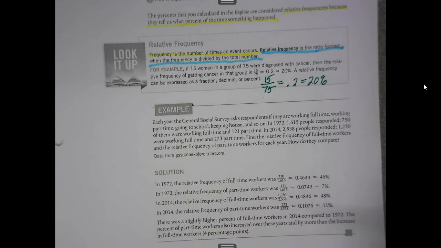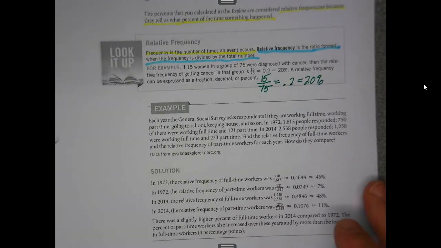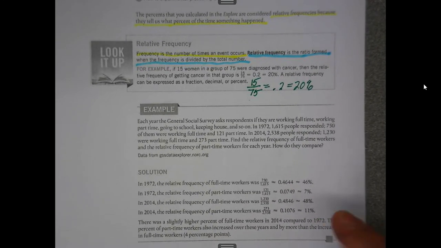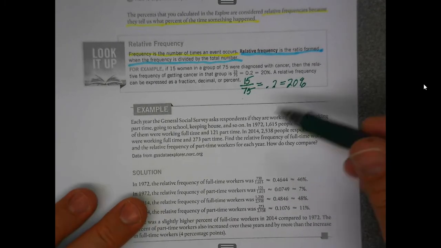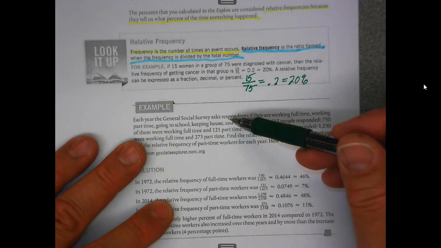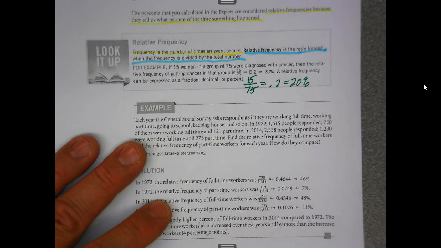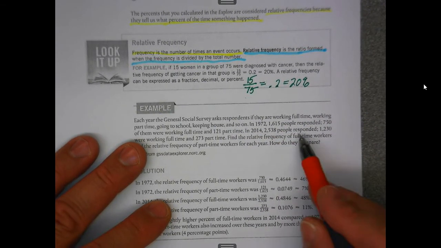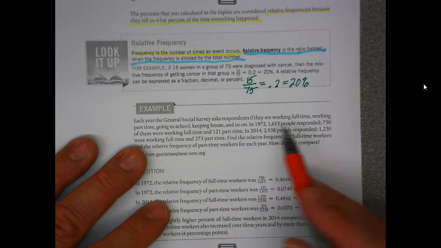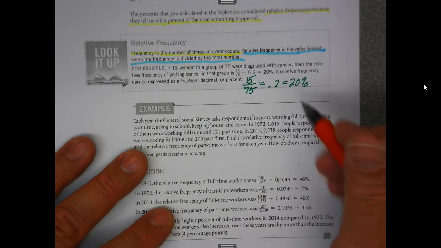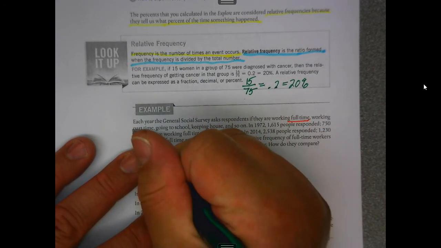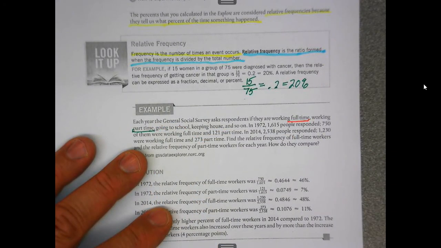So each year, the General Social Survey asks the respondents if they are working full-time, working part-time, going to school, keeping house, and so on. So they've got a couple of things here: full-time, part-time, keeping house, school, and all these different categories. So in 72, 1,600 people responded.